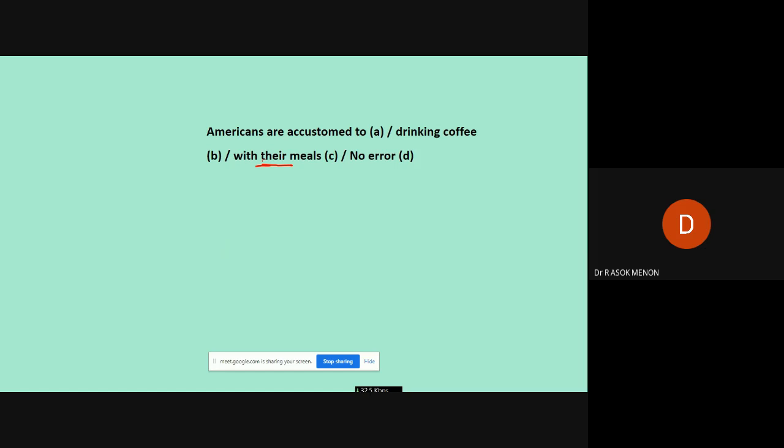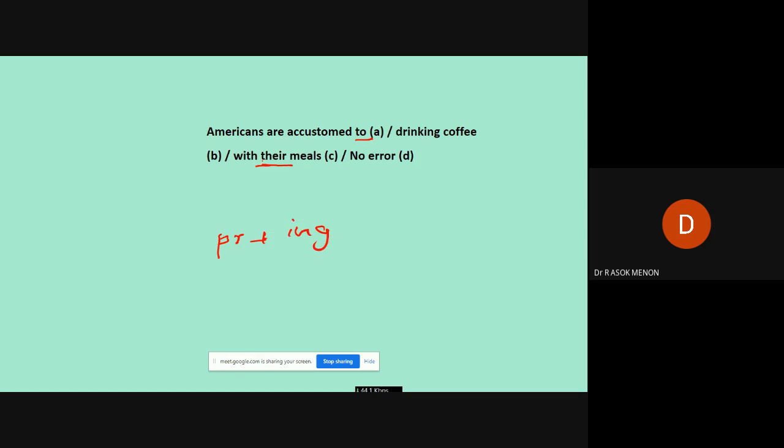And with other parts, Americans are accustomed to drinking coffee. Somebody has mentioned that drinking is wrong and it should be corrected as drink. No, here drinking is correct because the preposition used here is to. You should understand that to has dual function. Dual function means to is sometimes used as a preposition and at other times used as an infinitive. When it is used as an infinitive, drinking is wrong. Then you should say to drink. But when it is used as a preposition, it should follow the prepositional rule. What is the prepositional rule? A preposition should be followed by the ing form of the verb.